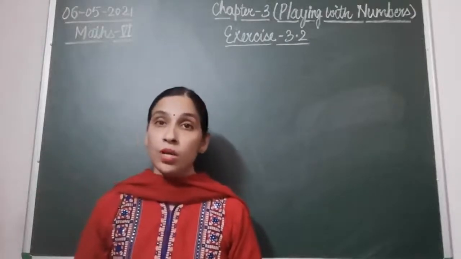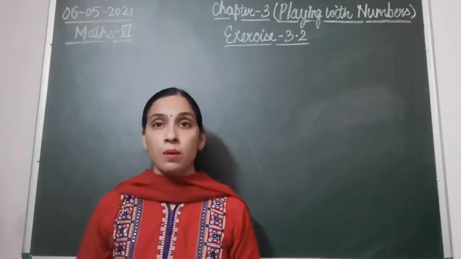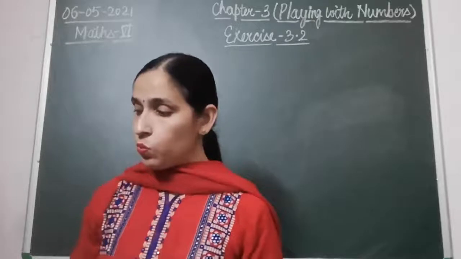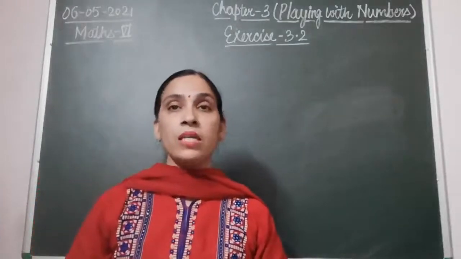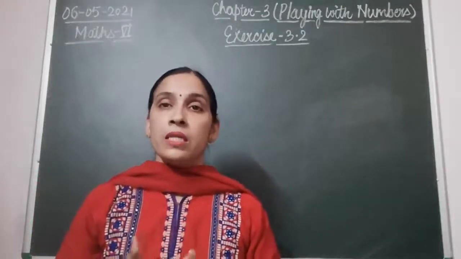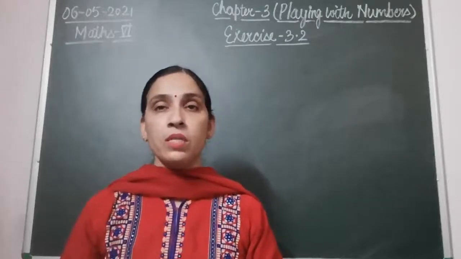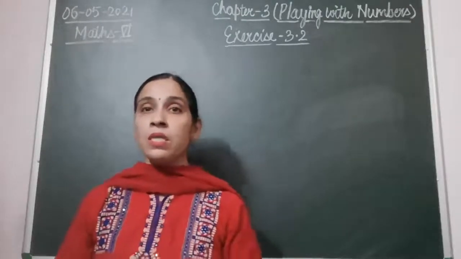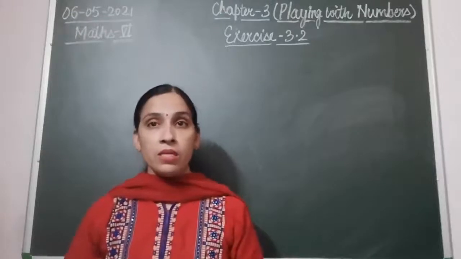Children, as you all are aware, we were doing the third chapter, Playing with Numbers, and in that, we have finished two questions of exercise 3.2 that is related to prime and composite numbers. Yesterday we understood thoroughly the concept of prime numbers. What are prime numbers? Prime numbers are those numbers which have only two factors, one and the number itself.